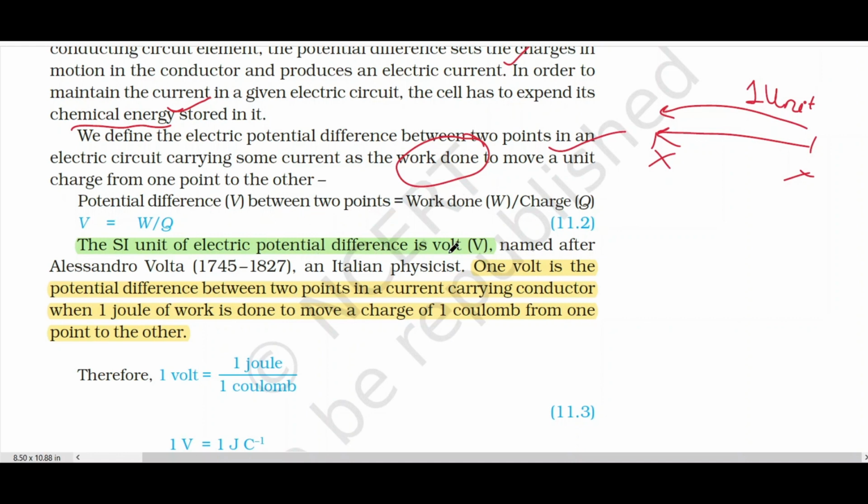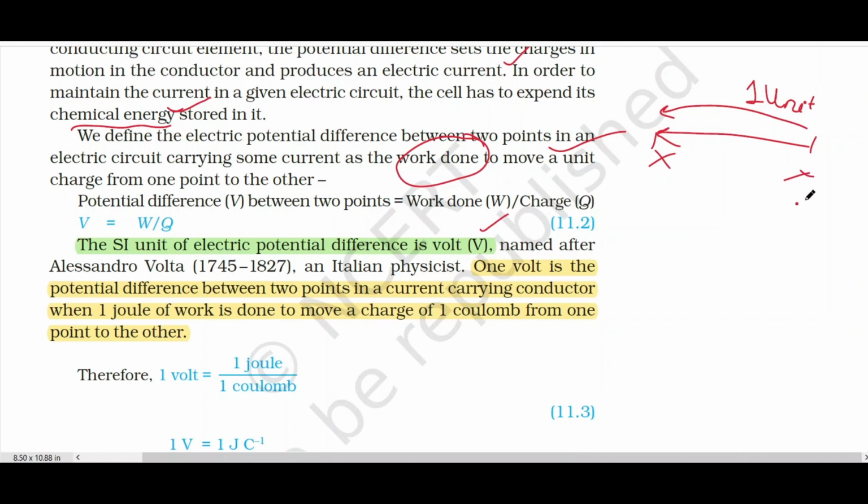And the SI unit of potential difference is volts, which is V, and this is named after Alessandro Volta, an Italian physicist. 1 volt is the potential difference between 2 points in a current carrying conductor when 1 joule of work is done to move a charge of 1 coulomb from one point to another.